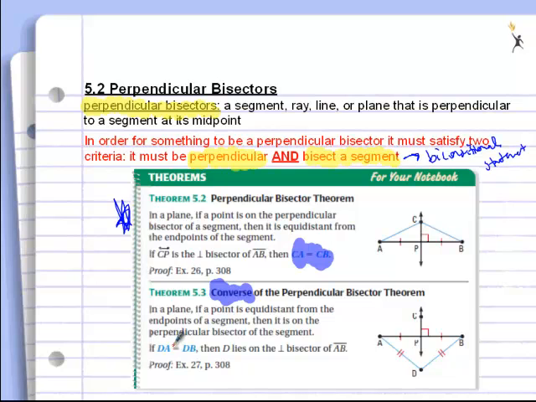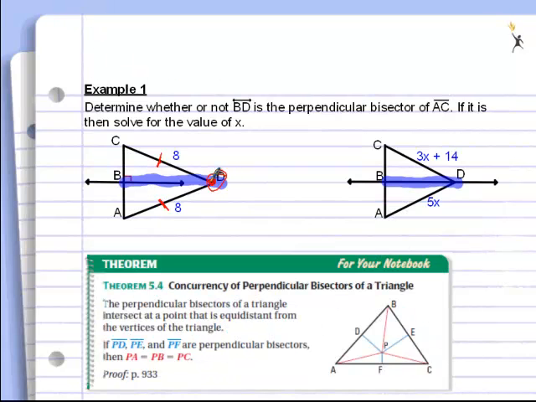If your point is equidistant from the endpoints, then it lies on the perpendicular bisector. Here we have a point, D, and it is equidistant from the endpoints. It's 8 distance from C, and it's 8 distance from A. And simply because of that, it has to be on the perpendicular bisector.